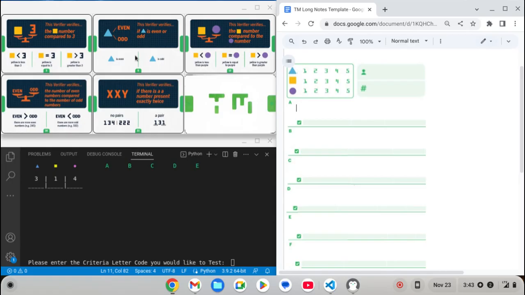Or should the value of square be greater than 3? Criteria card B takes a look at our first digit, the triangle digit, and the Turing machine will let us know whether it's an even digit or an odd digit. Criteria card C will take a look at our middle and last digit, square and circle, and compare them. So should the value of square be less than circle? Should they be equal? Or should the value of square be greater than circle?